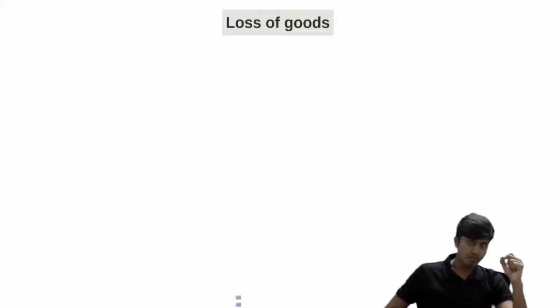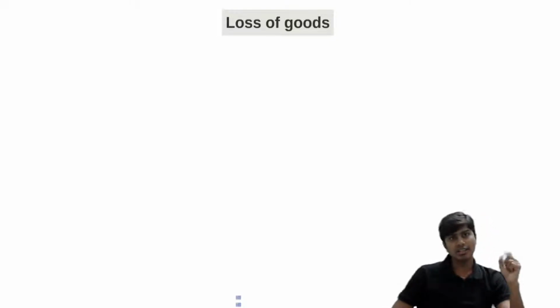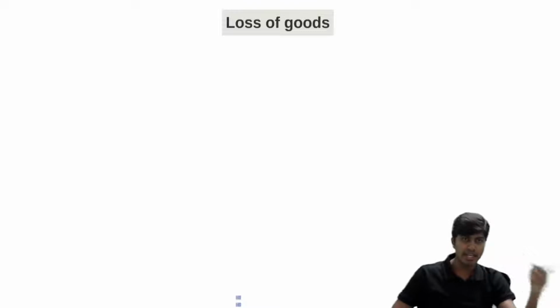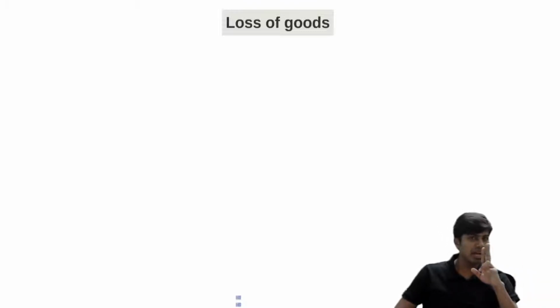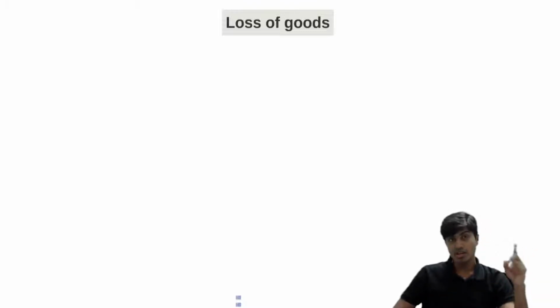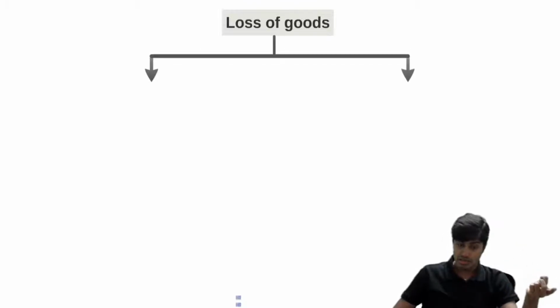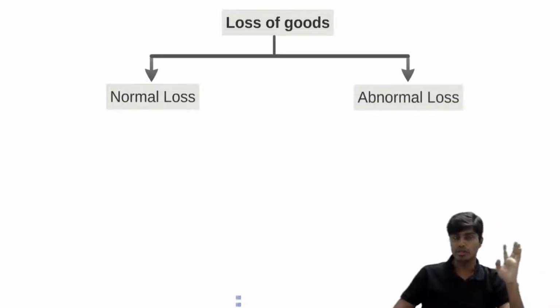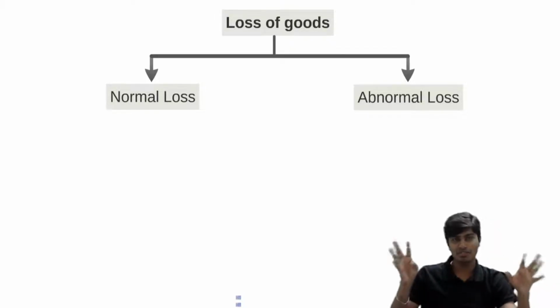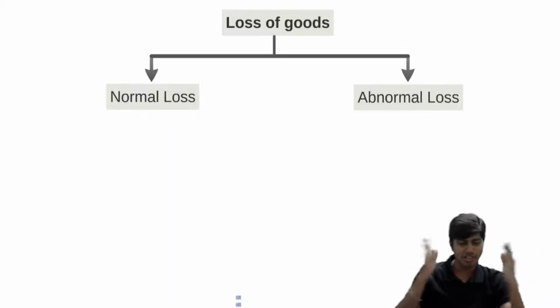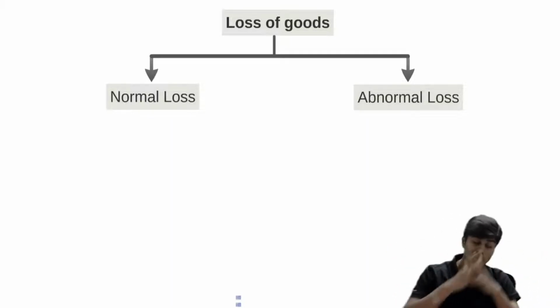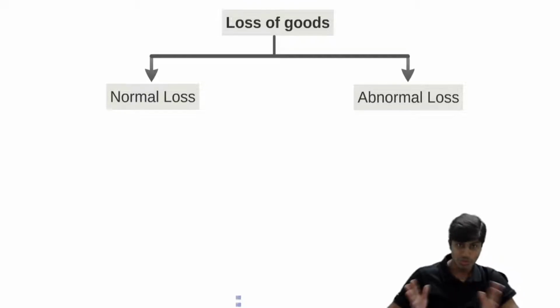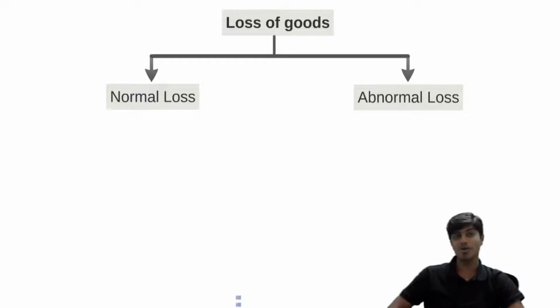To treat loss of goods, we need to understand that this loss, either in transit or at the godown, can be categorized into two broad classes. Number one, normal loss. Number two, abnormal loss. They are not the same. Sorry, I used the word sale; it is loss. Loss of goods can be categorized into two: one is normal loss, the other one is abnormal loss. Now the question is, what is normal loss? What is abnormal?